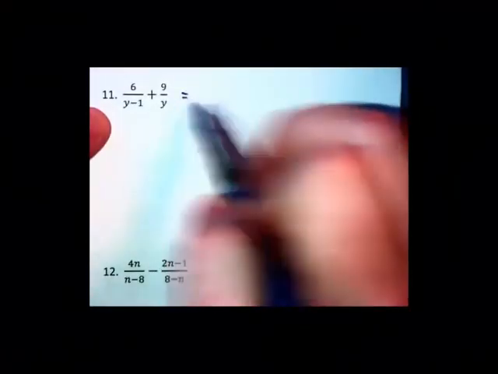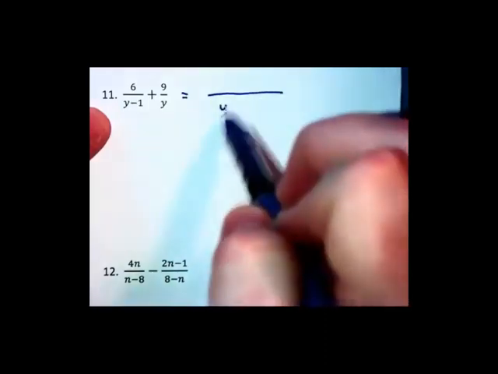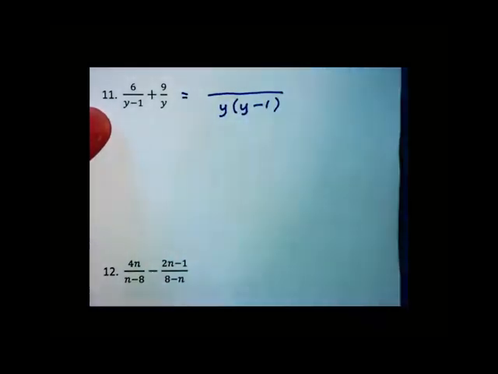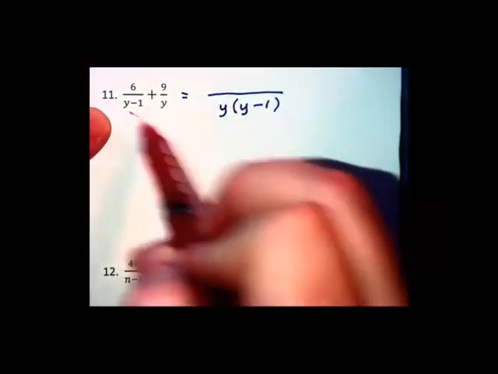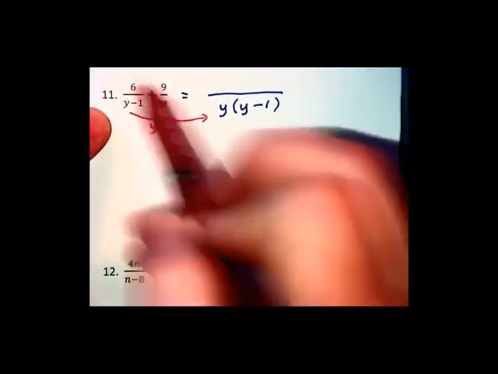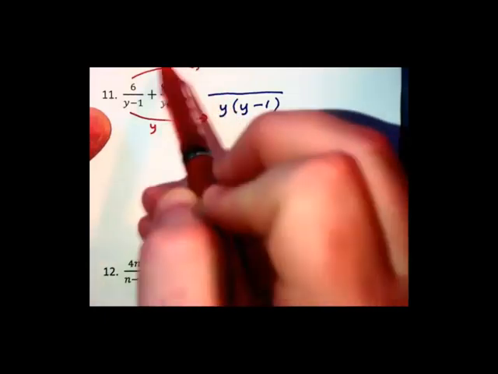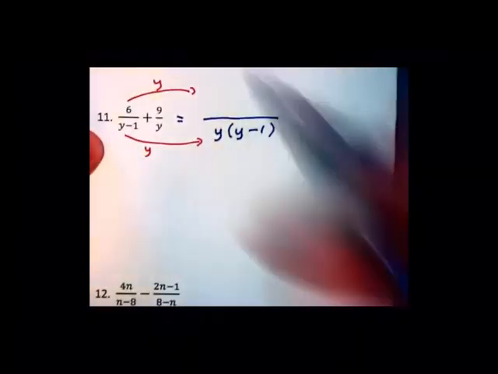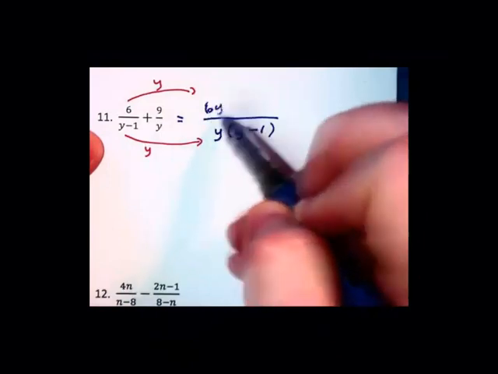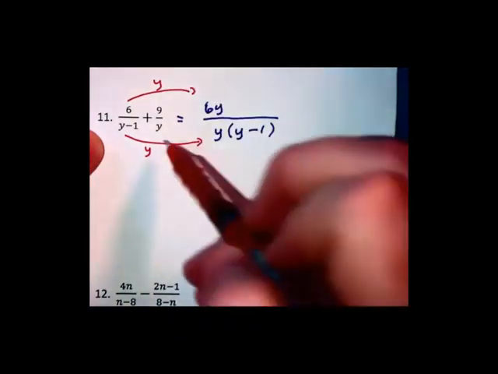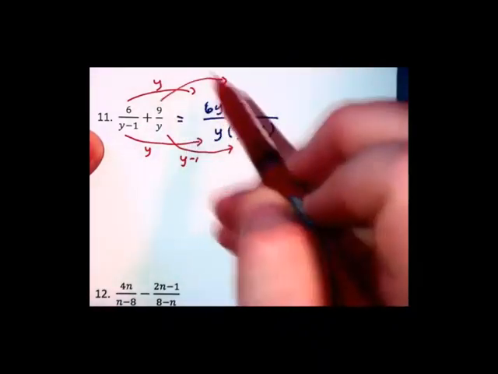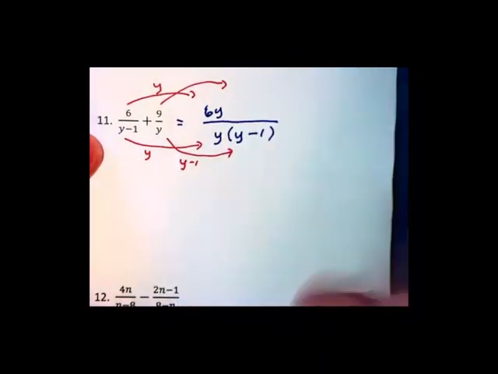Our least common denominator will be the product y times y minus 1. So we look at the old denominator, we look at the new denominator. This one got multiplied by y down below, so y up above, and that gives you 6y. And the second expression down below got multiplied by y minus 1. So same thing up above, we're going to multiply by y minus 1.